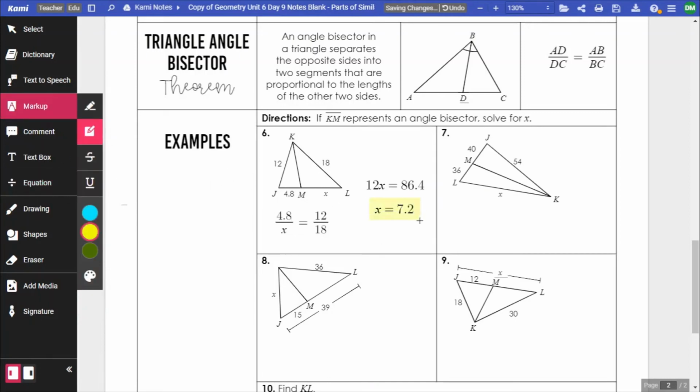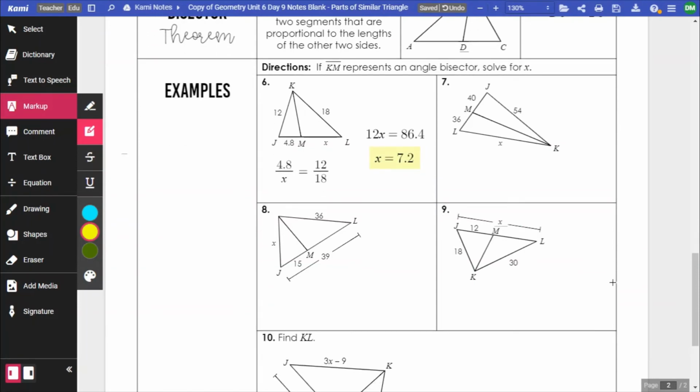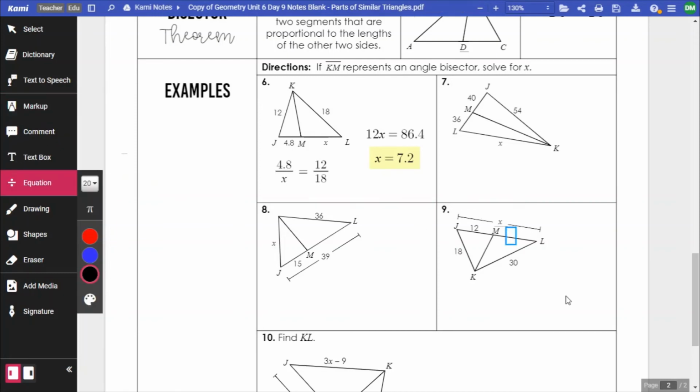I'll also want to look at one more. Let's look at number 9 here, and let's look at how we can set this up. So we are not actually given this piece ML here. So we need to figure out the length of it. To do that, we know that the whole thing is X, and then we're taking 12 away. So we're going to call this X minus 12. So that piece ML is X minus 12, and now we've got something that we can make a ratio out of.